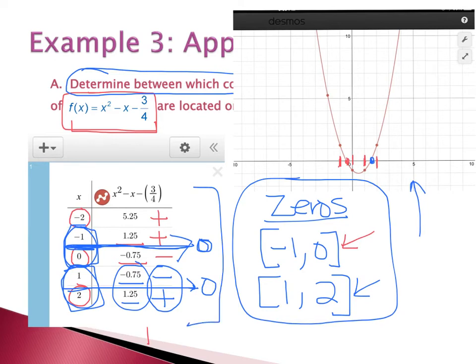So to summarize, what we're saying is that our zeros of our function occur between an x value of -1 and an x value of 0, as well as another zero between +1 and +2. And again, here is our zero between -1 and 0, and here we have another zero of our function between x equals 1 and x equals 2.